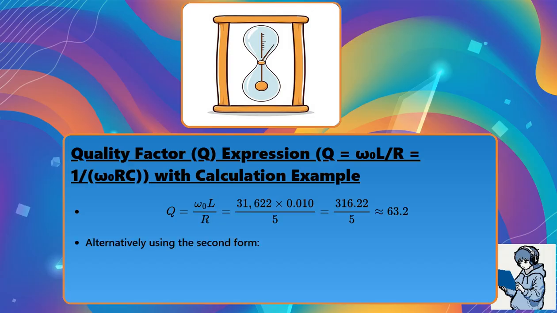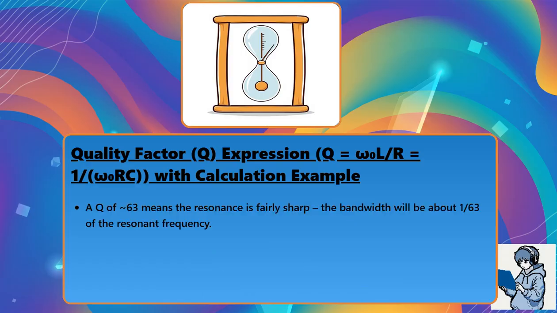Alternatively, using the second form, Q equals 1 over omega naught times R times C, equals 1 over 31,622 times 5 times 100 times 10 to the minus 9, approximately 63.2. A Q of about 63 means the resonance is fairly sharp. The bandwidth will be about 1 over 63 of the resonant frequency.